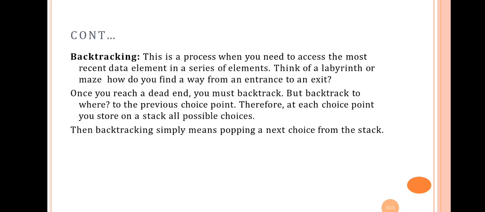Backtracking. This is a process when you need to access the most recent data element in a series of elements. Think of how you find a way from an entrance to an exit. Once you reach a dead end, you must backtrack. But backtrack to where? To the previous choice point. Therefore, at each choice point you store the possible choices on a stack. Then backtracking simply means popping the next choice from the stack.